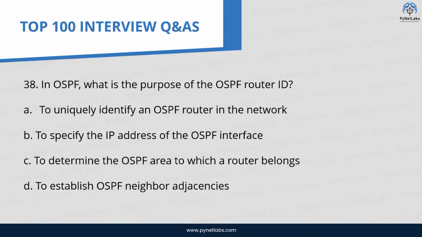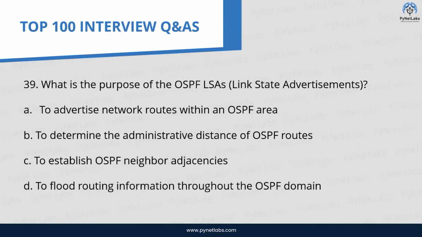The first is always going to be your manually configured router ID. Second is the highest loopback interface. And third criteria goes to the highest IP on the active physical interface. That's where answer A is correct for question number 38. Now back to question number 39. What is the purpose of link state advertisement?